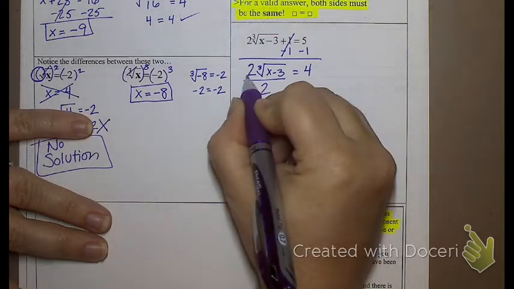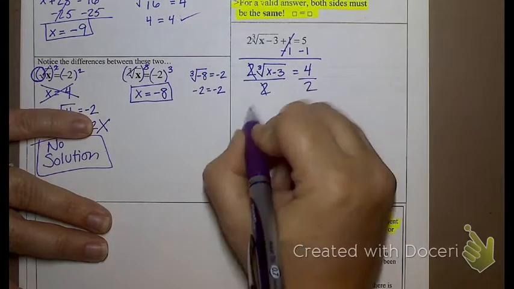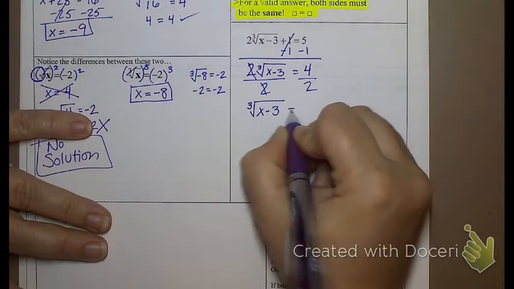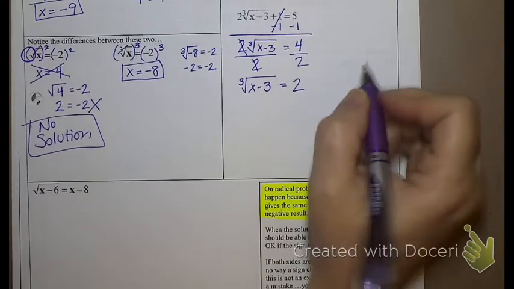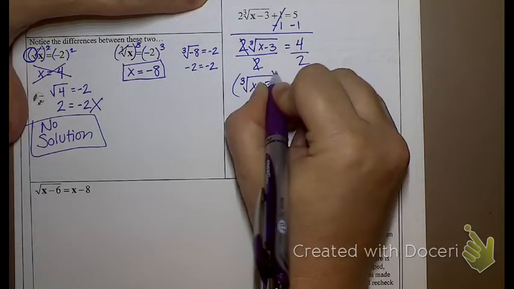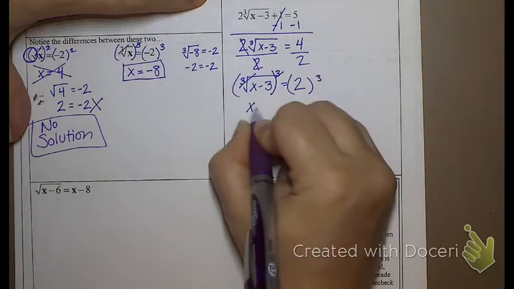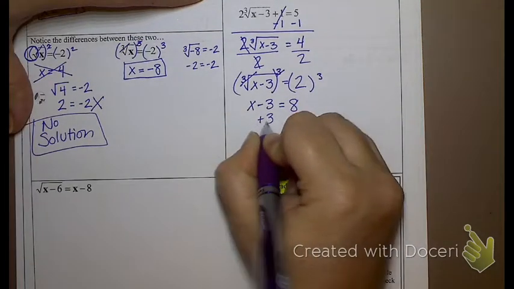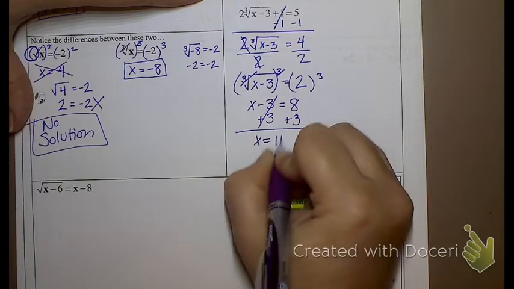Because it's being multiplied by the radical, right? So I'm going to divide it. That gives me the cube root of x minus 3 equals 2. Now can I cube both sides? So cubed, x minus 3 equals what? 8. Add 3, and what does x equal? 11. Do I need to check my answer?